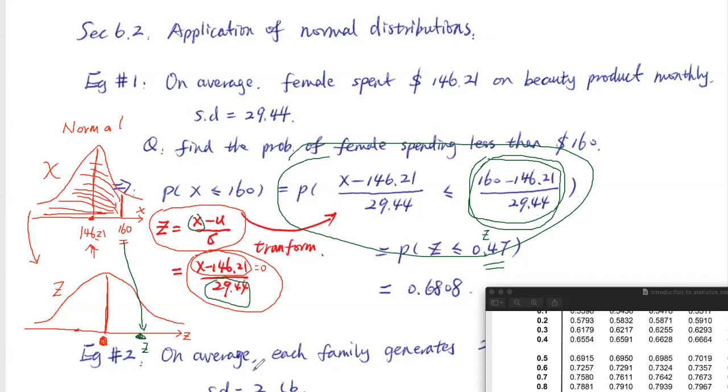By the calculation, Z is equal to what? Everybody? 0.47. Follow me?